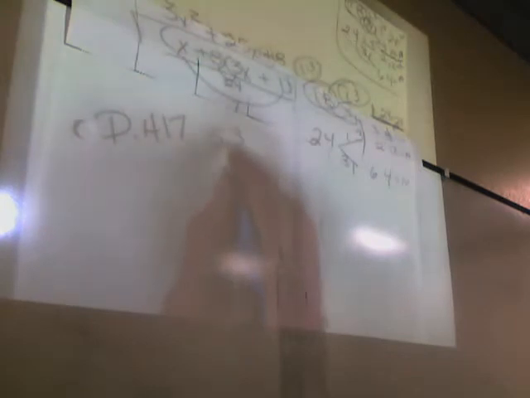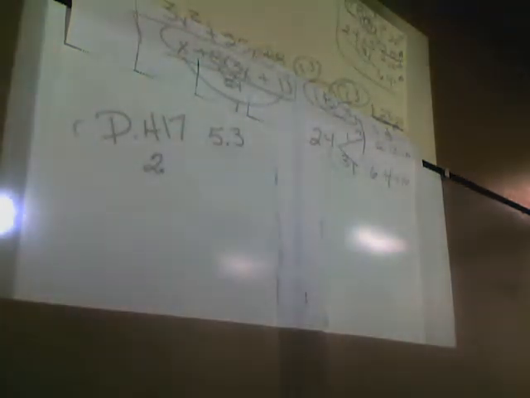Okay, let's go ahead and start on some of the homework problems. We'll start with number 2. 5.3, number 2, that's on page 417. And this is 5.3. We're going to start with the homework problem number 2. We have 3x squared minus x minus 4. Okay. We're going to start the same way we did with the other one.